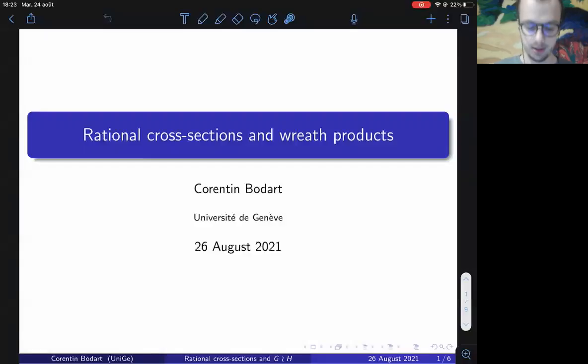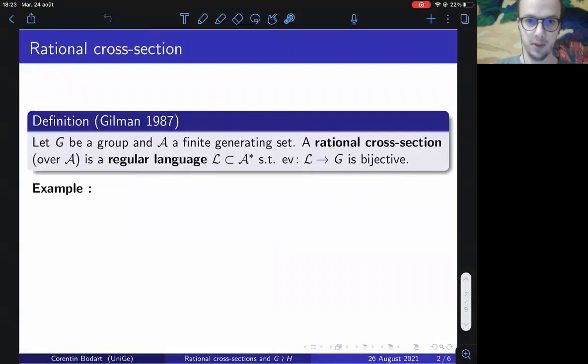Hi everyone, so today I'll talk about rational cross-sections. In particular, when do wreath products have any of those? So let's start with a definition.